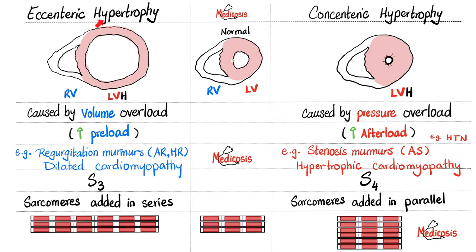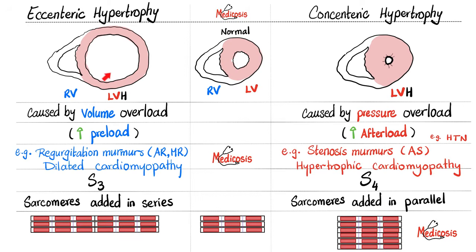So let's compare between the two quickly. Eccentric hypertrophy is caused by volume overload or high preload. Concentric hypertrophy is caused by pressure overload or increased afterload. We see eccentric hypertrophy in regurgitant valvular disease such as aortic regurgitation, mitral regurgitation, etc., or dilated cardiomyopathy. In concentric hypertrophy, we see this in stenotic valvular disease, such as aortic stenosis, and in hypertrophic cardiomyopathy.